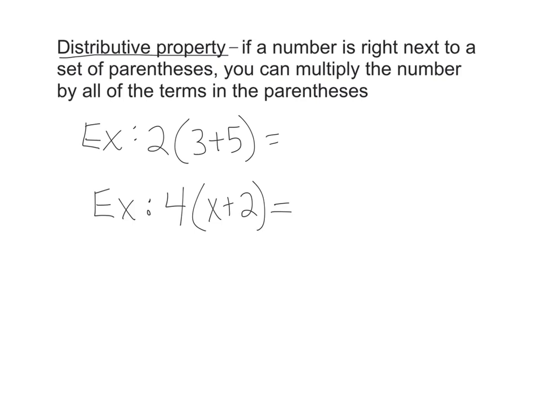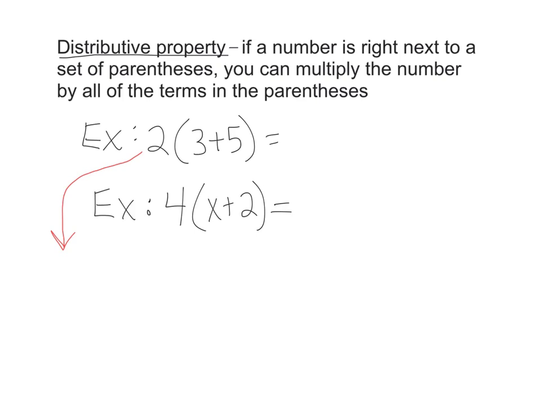When we have parentheses, we can say "quantity." So our first example, we have 2 times the quantity 3 plus 5. And I'm going to show you how we would normally work this out, and then I'm going to show you this using the distributive property.